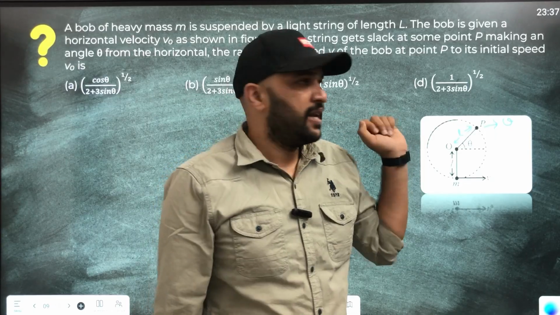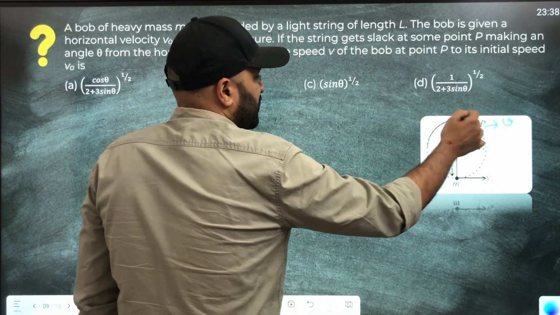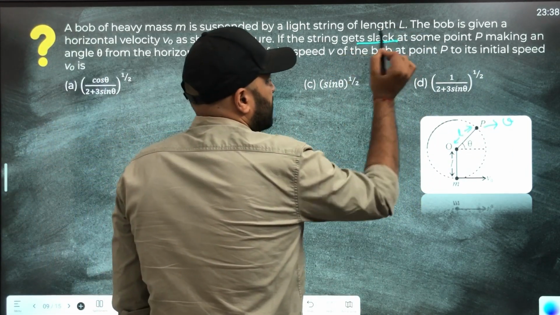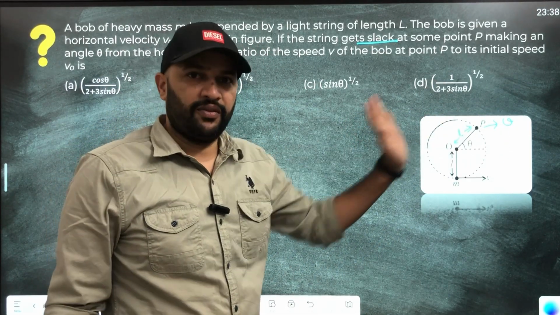That's our condition, right? And the question is saying that at point P the string is getting slack, which means the tension in the string is 0 at that point. That is a very important condition. The slack is at point P, which means tension is reducing to 0. We will put this condition within a minute.